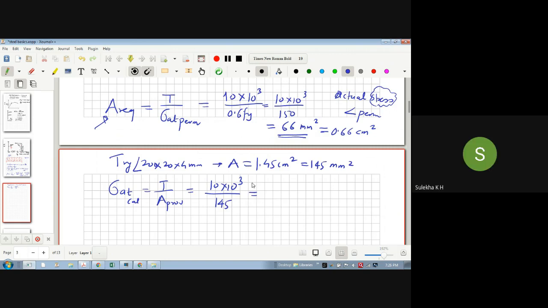69 Newton per mm square, which is less than 150. Right? Okay.